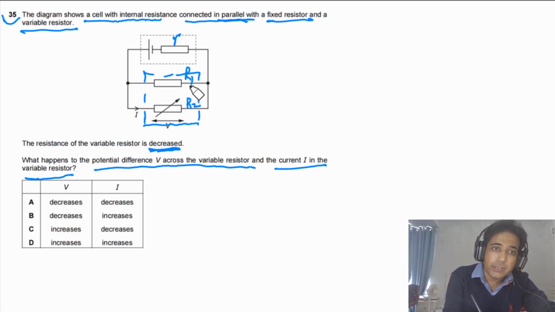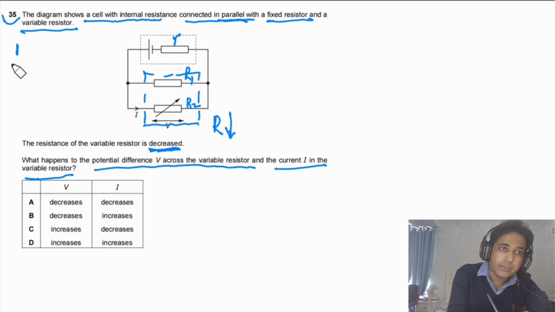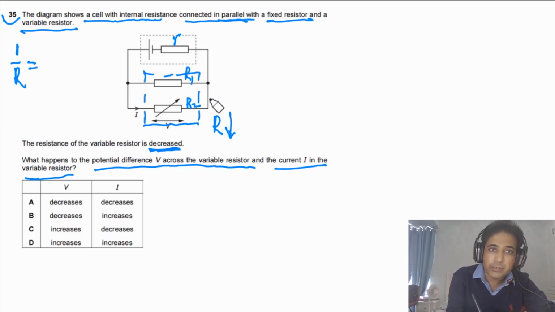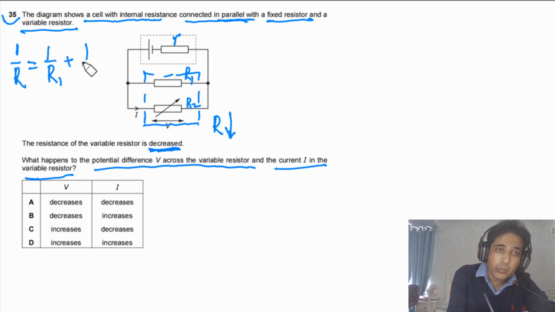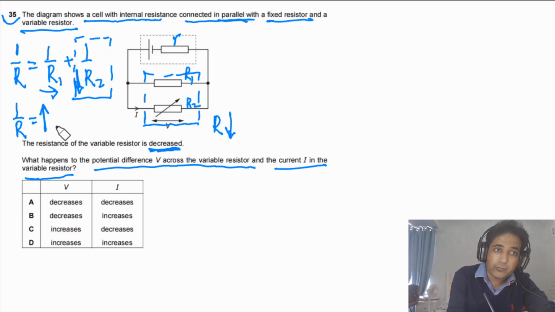Now we need to understand what is the effect of a decrease in R2 on the total resistance of this combination. So in this case, R total will decrease. We can understand this with the help of an equation. Let's say R is the total resistance of this combination. So 1 over R equals 1 over R1 plus 1 over R2. If R2 decreases, 1 over R2 increases, but 1 over R1 remains constant. So 1 over R overall increases. If 1 over R increases, it means R decreases. So we can say R will decrease.